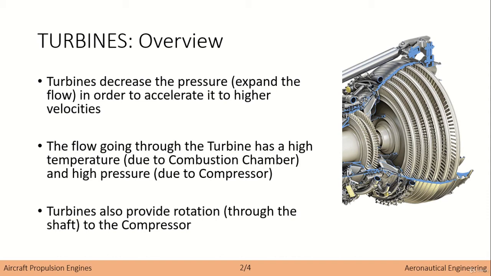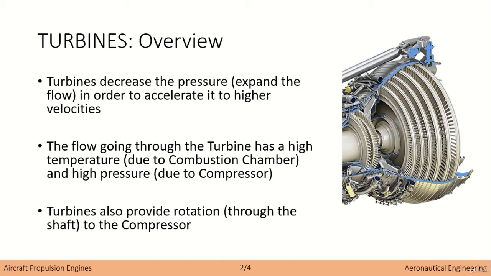So to increase the velocity of ejection of our fluid, what we need to do is decrease the pressure. Okay, so the flow going through the turbine also has a high temperature. This is due to the reaction in the combustion chamber, which takes place between the compression zone and the turbine. So when the flow arrives at the turbine, it is at high temperature due to the combustion chamber, and high pressure due to the compressor, right?